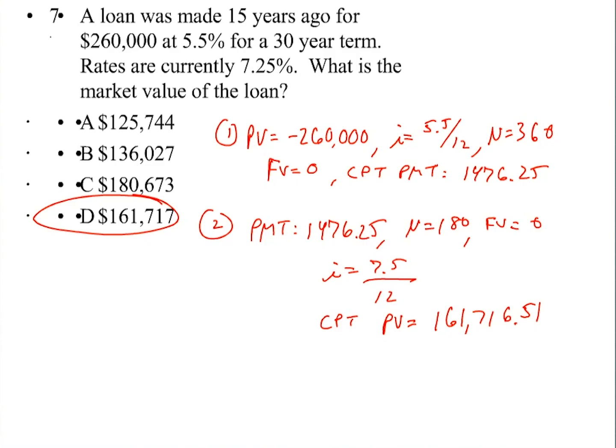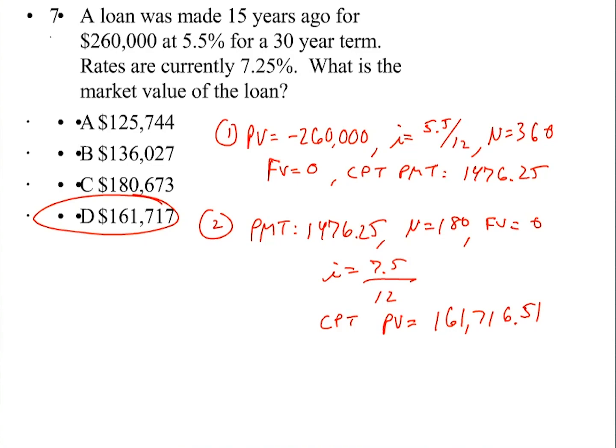This is a market value problem, number 7. This is exactly the same process as finding out what the balance of a loan is at a certain point in time. The only difference is when we discount back the present value of all those future payments, we use whatever the market rate is. So let's look at this problem.